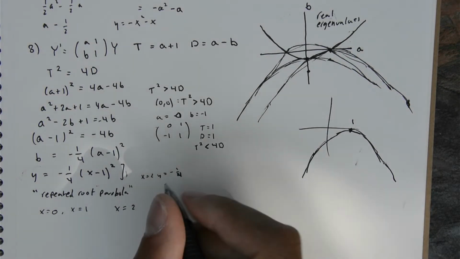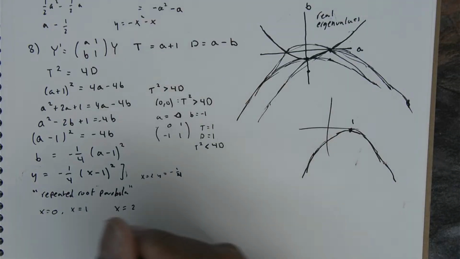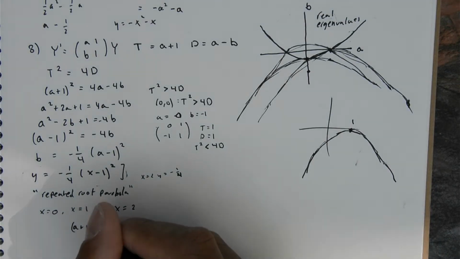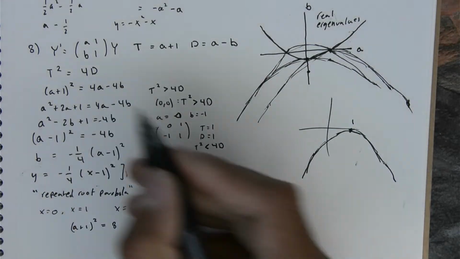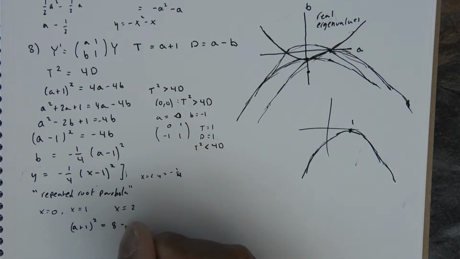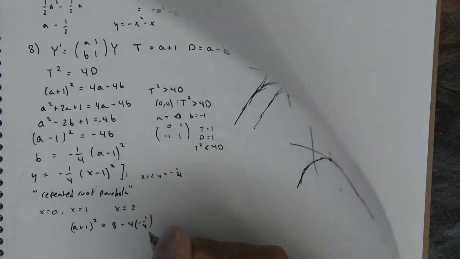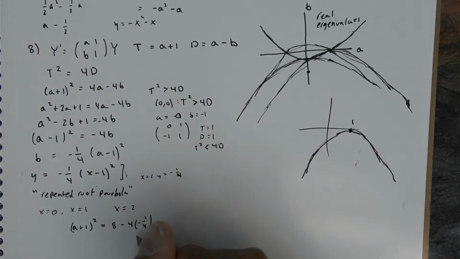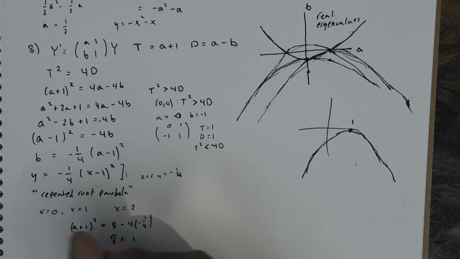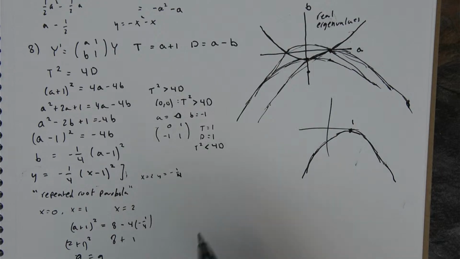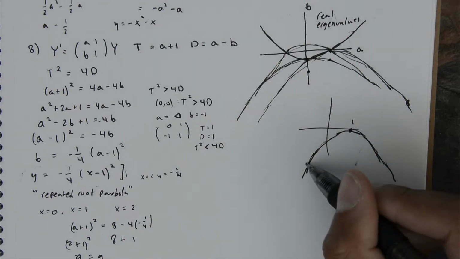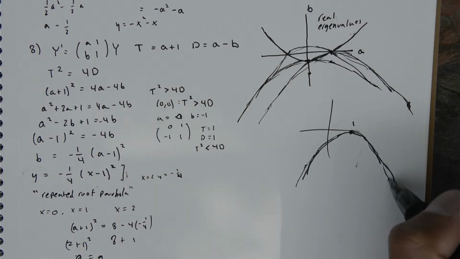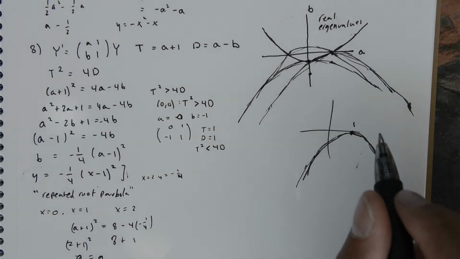Then if we compute the trace, we're going to get a plus 1 squared equal to, and this is going to be 8 because it's 4a minus 4 times minus 1/4. So this is going to be 8 plus 1, which is 2 plus 1 squared, 9 equals 9. So indeed, this curve tells us where the repeated root parabola is for these parameters.